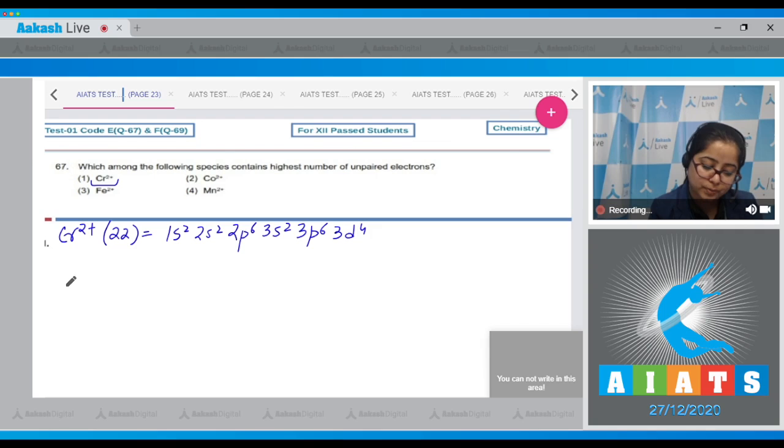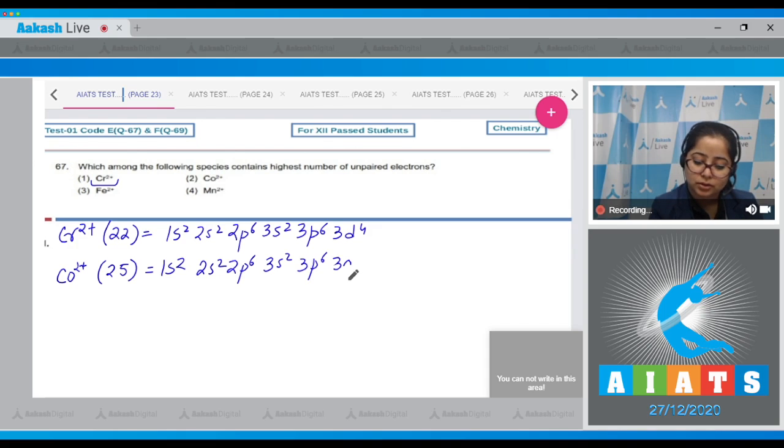Next we have Co2+. In case of Co2+, the number of electrons present is 25, and 2 electrons are removed from the outer 4s subshell. So the electronic configuration of Co2+ will be 1s2, 2s2, 2p6, 3s2, 3p6, 3d7. Moving to next, Fe2+.